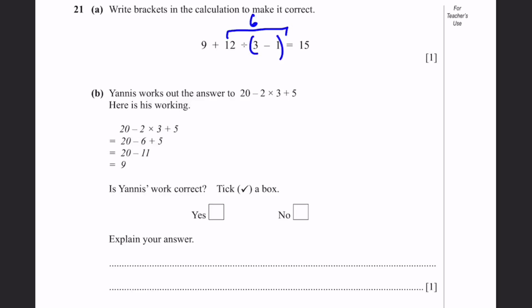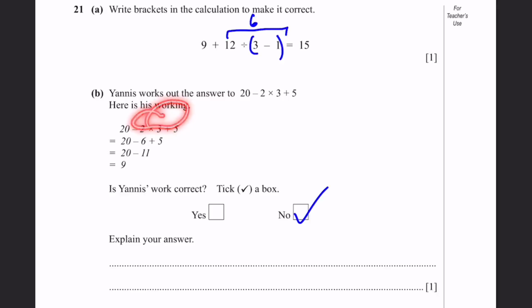B. Yanis works out the answer to 20 minus 2 into 3 plus 5. Here is his working. 20 minus 2 into 3 plus 5 is equal to 20 minus 6 plus 5. 20 minus 11, which is 9. Is Yanis' work correct? Tick a box. Explain your answer. So out of yes or no, the answer is no.